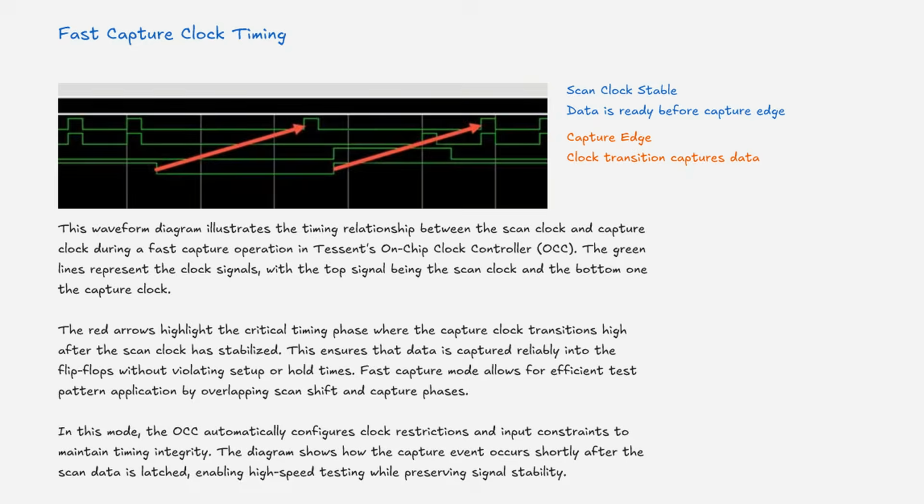This waveform diagram illustrates the timing relationship between the scan clock and capture clock during a fast capture operation in Tessent's on-chip clock controller, on-chip clock.